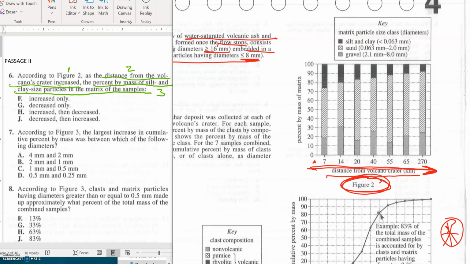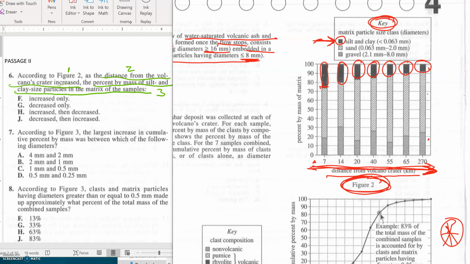What is percent by mass of silt and clay? What are they doing? And then we have this handy dandy key. Because I don't know what these shaded areas are, this, and then it goes to stripes, and then it goes to a solid grey. But the key tells me. And again, we're just matching words in the question to stuff in the passage. There's silt and clay right there, it's the dark one. So what's it doing? As it goes from left to right, what is it doing? This is kind of large, smaller, smaller, smaller, smaller, smaller, smaller. There we go. That's number 3.